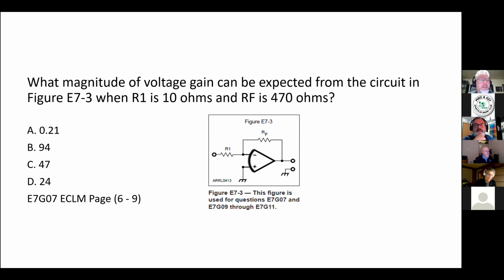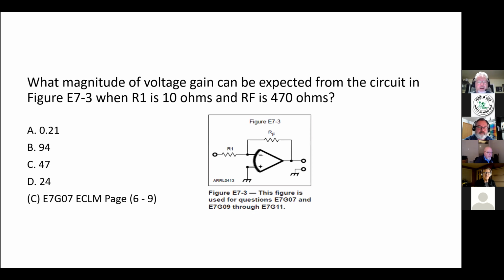Yay, I added the figure this time. All right. What magnitude of voltage gain can be expected from the circuit in figure E7-3 when R1 is 10 ohms and RF is 470 ohms? A, 0.21, B, 94, C, 47, or D, 24? Charlie. Charlie is correct. 47.